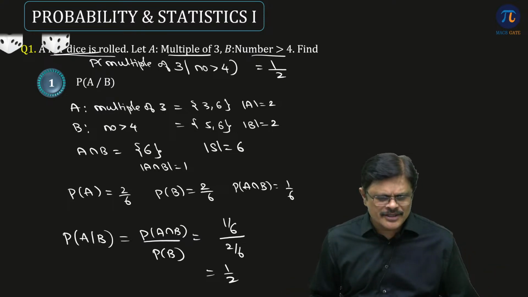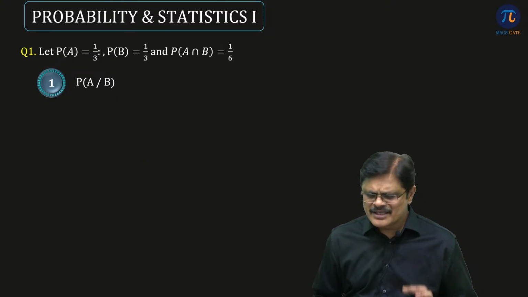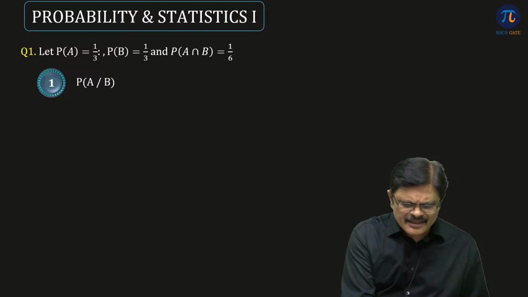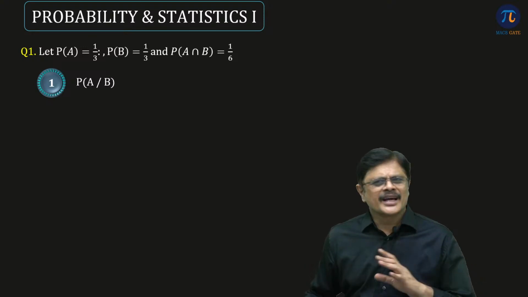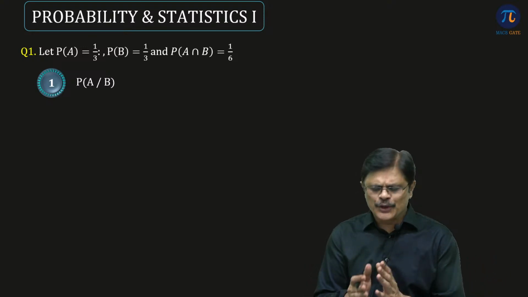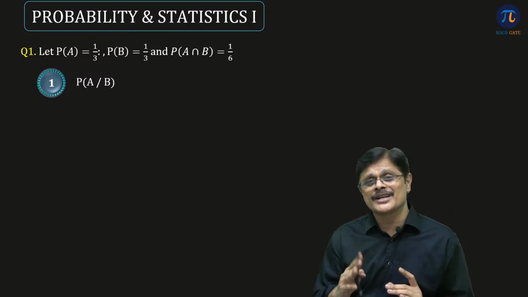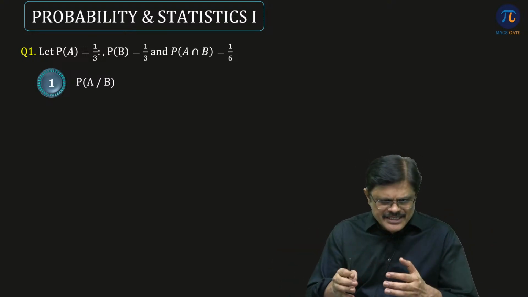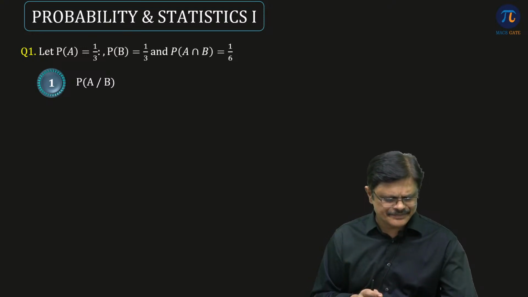But suppose, okay, leave it, this is already done. Suppose I do not mention anything. Here I have not mentioned anything, so you don't know what the random experiment is. You don't know the name of event A or the name of event B. I have only given the probabilities like this. So the question is just given like this.